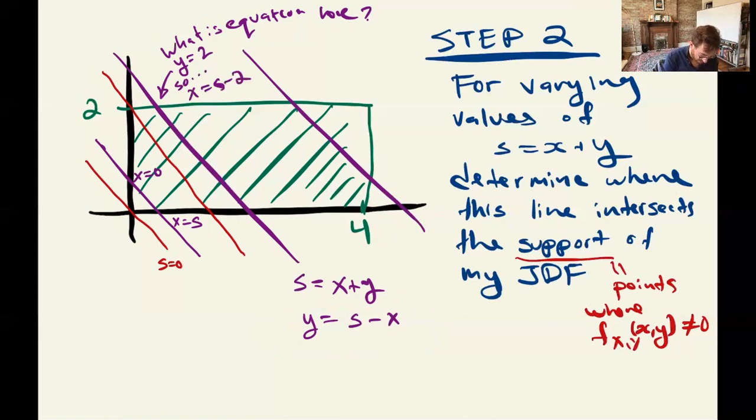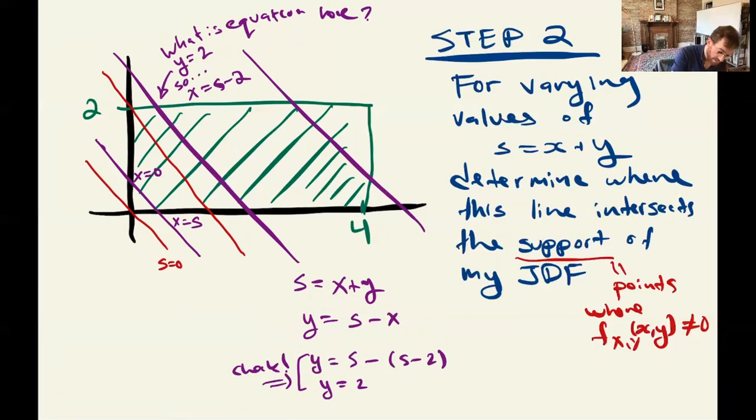So just double check that works real quick. If I do s minus 2, then I do get y equals 2. All right, good. So we now have the limits for this point and this point. And again, this corresponds to x equals s.